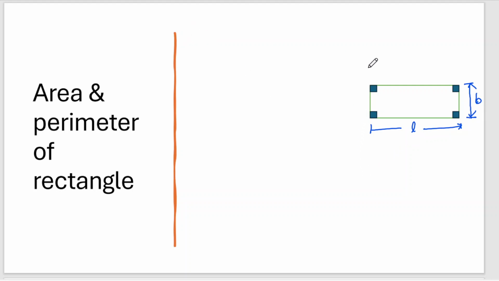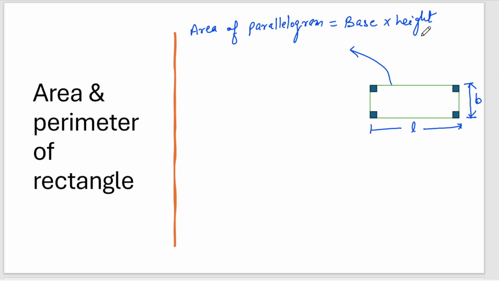So since it is a parallelogram, what is the area of a parallelogram? Area of a parallelogram was equal to base into height, right? And I told you about the height. Height makes a 90-degree angle with the base. Okay, this height is your vertical height, or you can say altitude, but this will always make a 90-degree angle with the base.